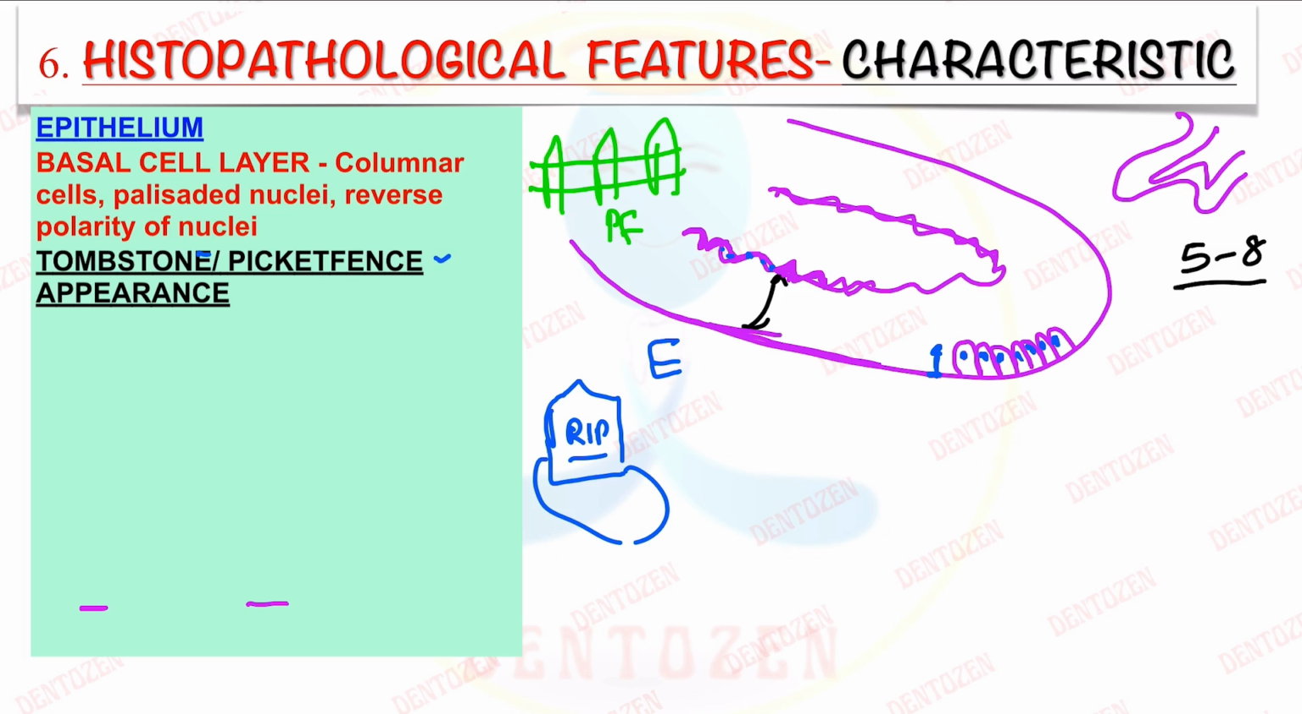Now here comes another important viva question. Where else can you see tombstone appearance? That is seen in another disease, a skin disease, that is pemphigus. That can be your important viva question.